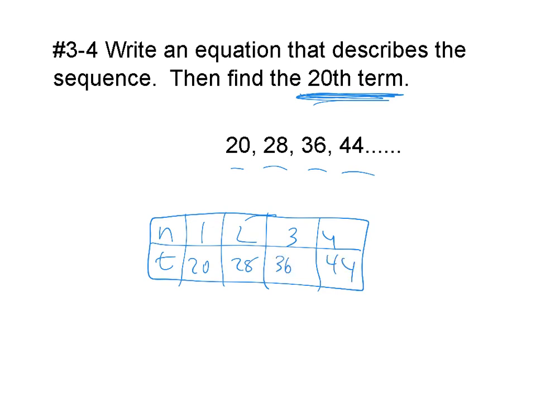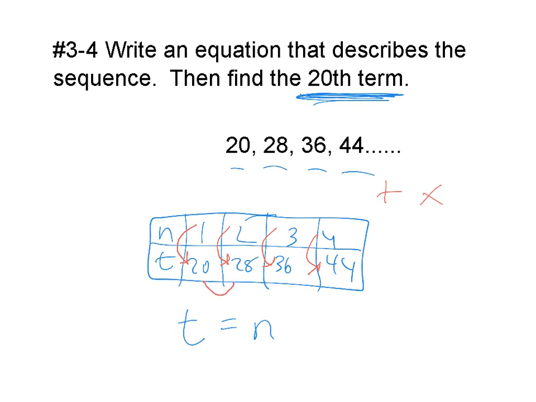Okay, so if we're going to write an equation, remember our equation always looks like this. T equals something to our n, right? So then we have to ask ourselves, what are we doing to the n to get the t each time? It's getting bigger, so clearly we must be adding or multiplying, or maybe both, right? I can try multiplying. 1 times 20 gives me 20, but 2 times 20 is 40, not 28. We could try adding, plus 19. No, that doesn't work. So it must be a two-step one.